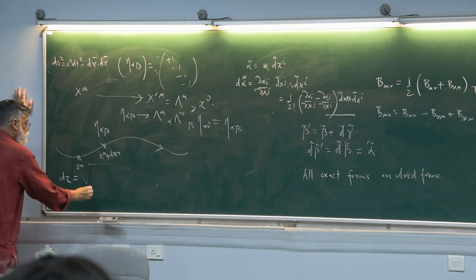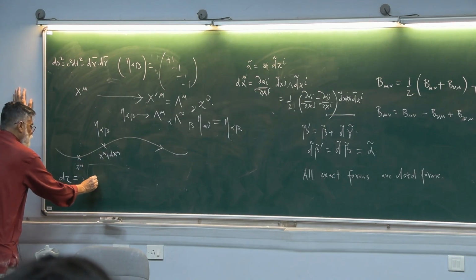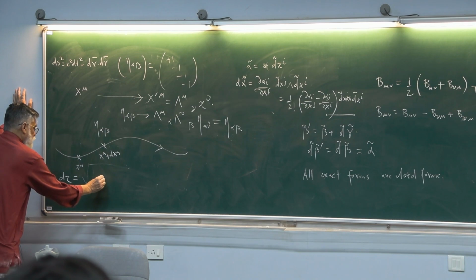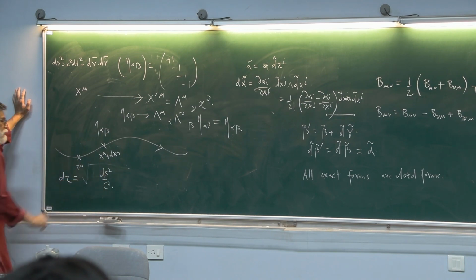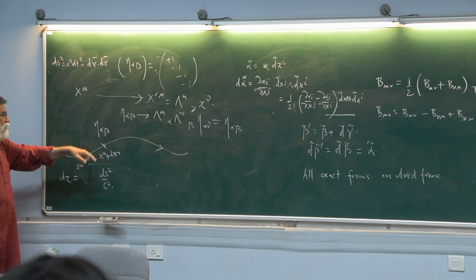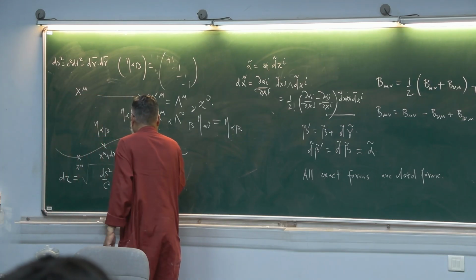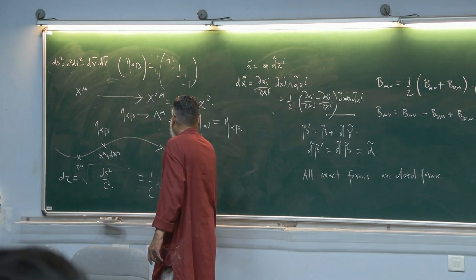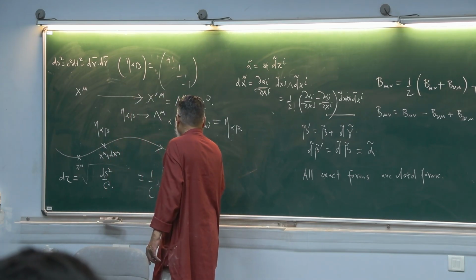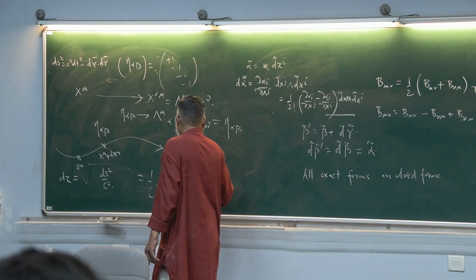of ds square by c square. And what is ds square by c square? It is 1 over c square root of eta mu nu dx mu dx nu.